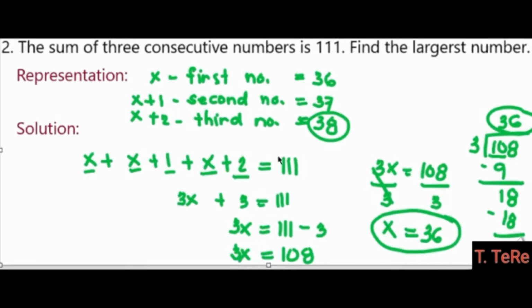And of course, you have to check if the sum of these 3 numbers is 111. So let's check first. 36 plus 37 plus 38. So 36, 37, and 38. 6 plus 7 is 13, plus 8 is 21. So write 1, carry 2, that is 5 plus 3, that's 8, plus 3 is 11. So our answer is correct.